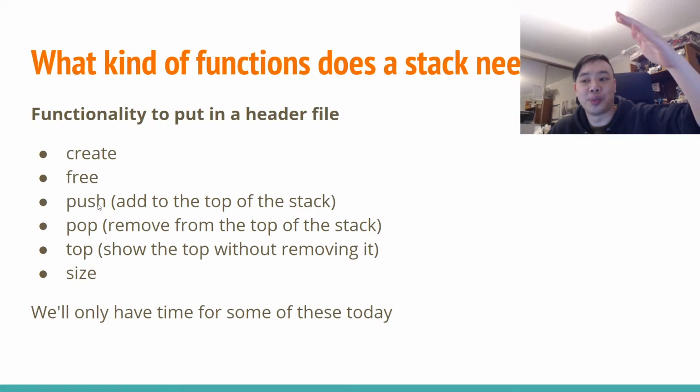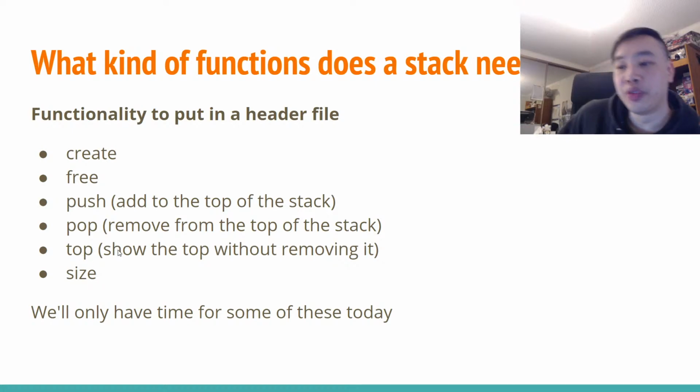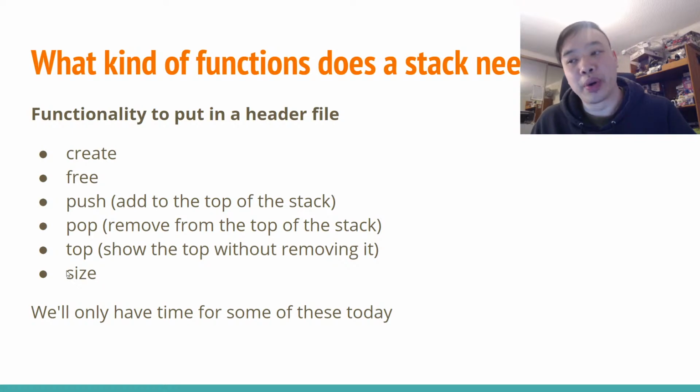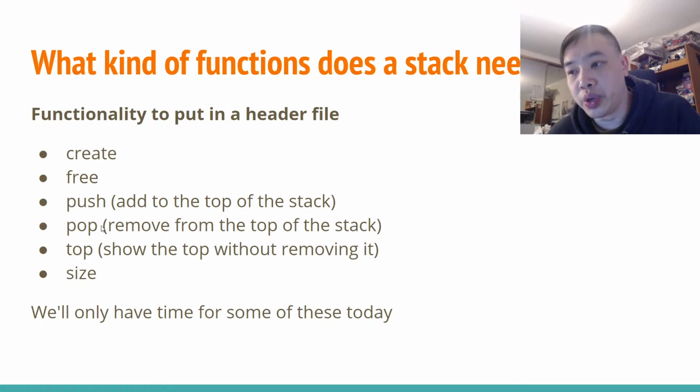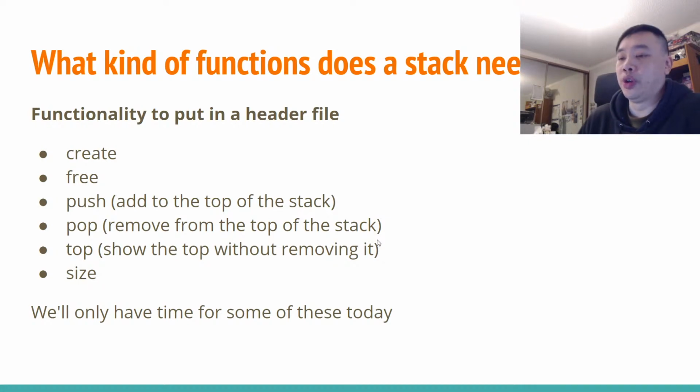Push, add something to the top of the stack. Pop, remove something from the top of the stack. Sometimes we want to just look at the top of the stack without actually removing it. And also, we might want to look at the size. Same thing as the queue. We don't want to be able to pop from something that has size 0. So we can, if we want to, check the size first. The same way that we were checking if the queue.